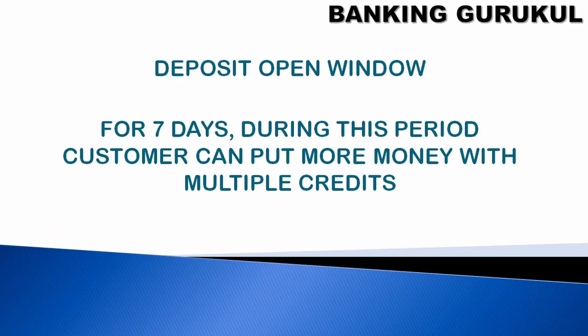What is the deposit open window? When you open a fixed saver account, you will get a 7-day open window. For example, you opened your fixed saver account on January 1st. For 7 days, this deposit will be open. During this period, you can make multiple credits. On the last day, whatever the closing balance is, that will be considered your fixed saver amount.